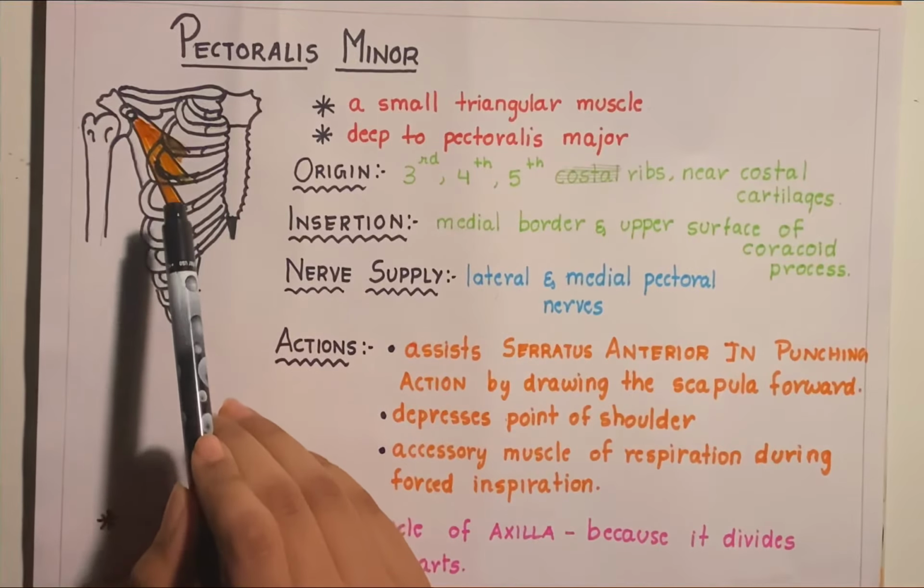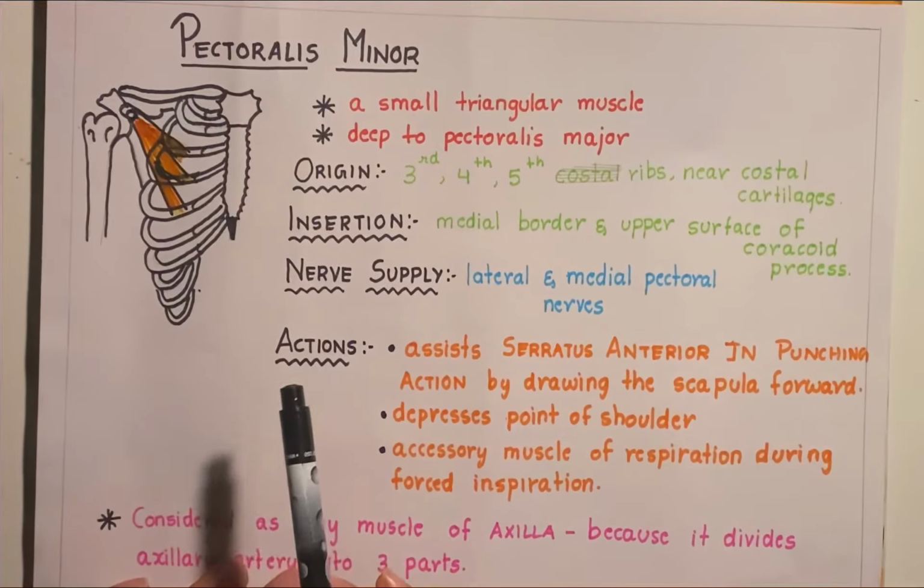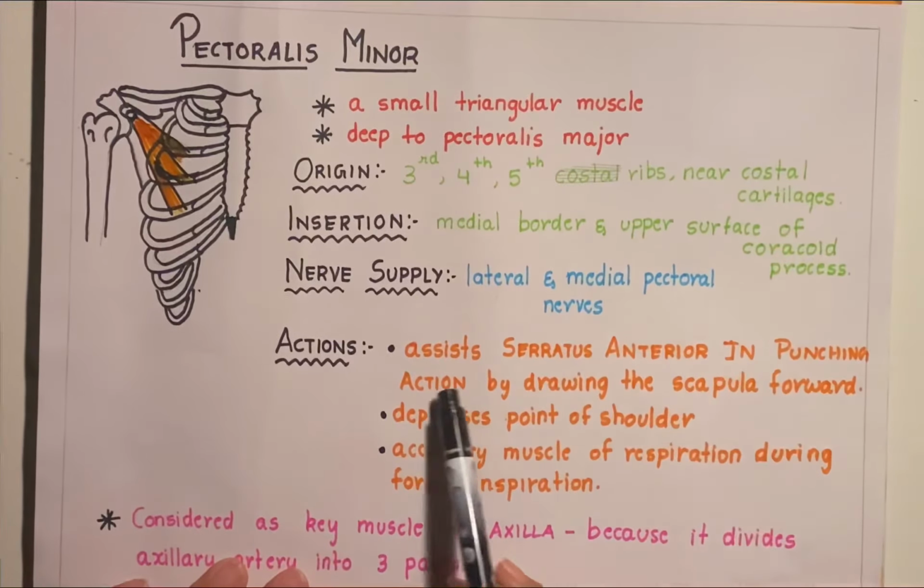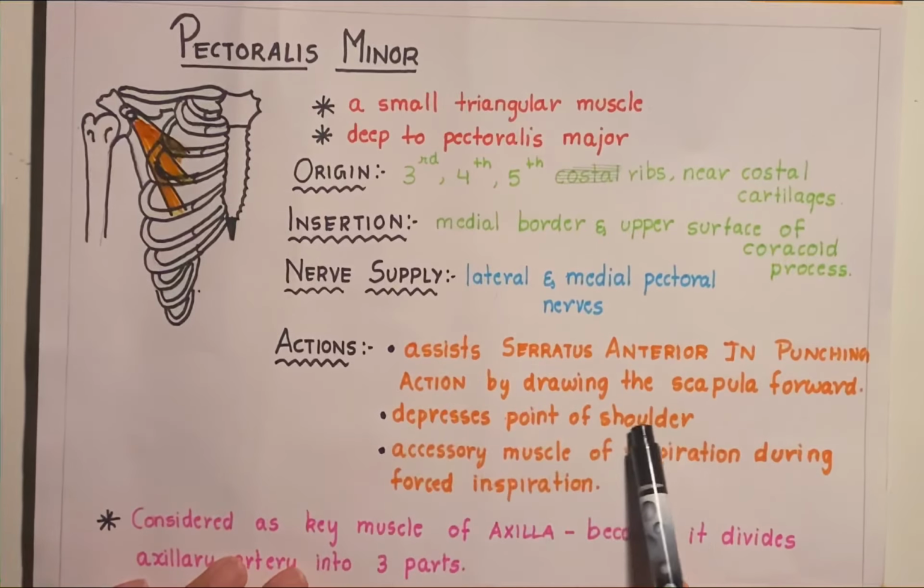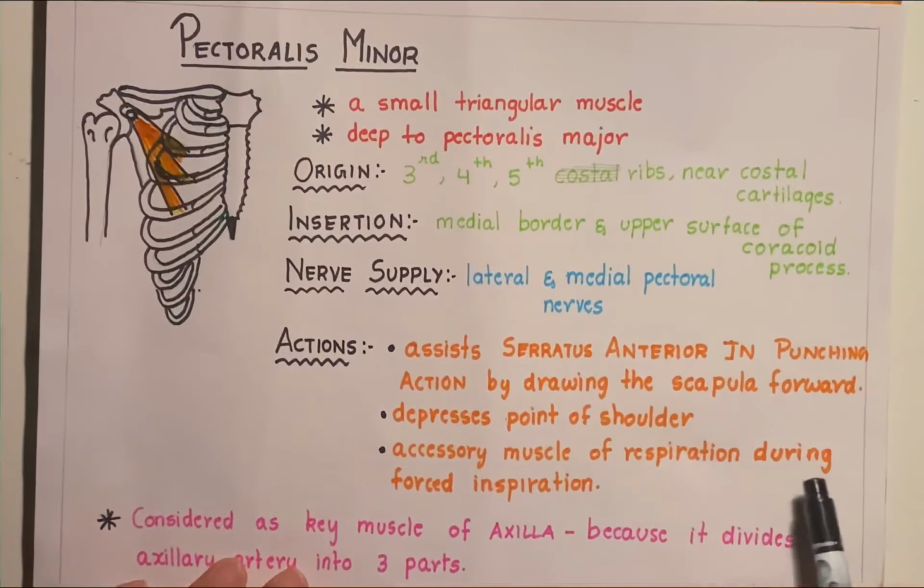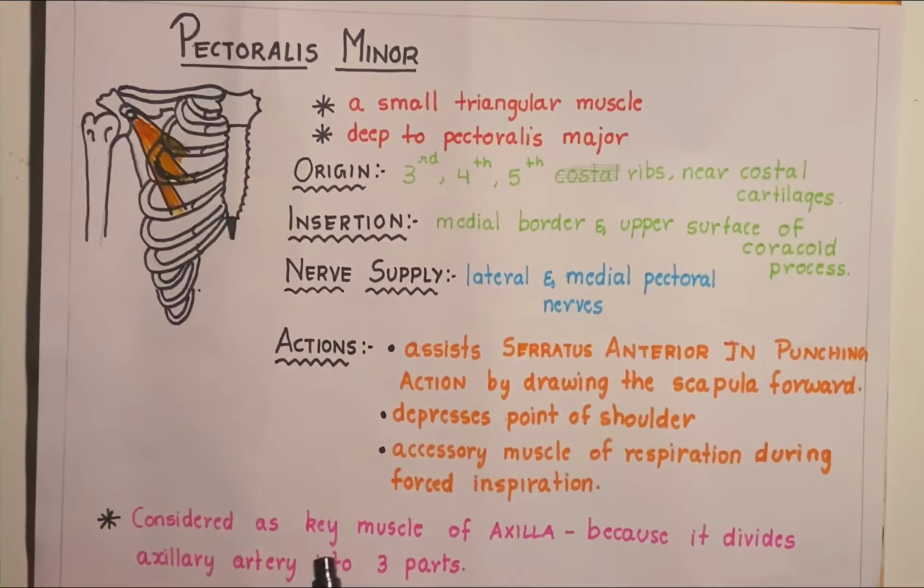It is supplied by the lateral and medial pectoral nerves. It performs the actions of assisting the serratus anterior muscle in punching action. It depresses the point of shoulder and acts as an accessory muscle of respiration during forced inspiration. And it is also considered as the key muscle of axilla because it divides the axillary artery into 3 parts.